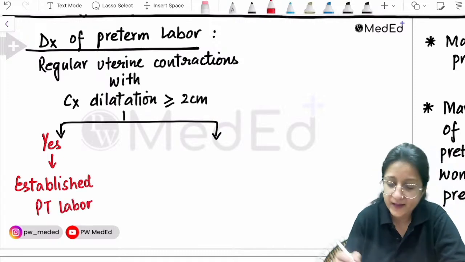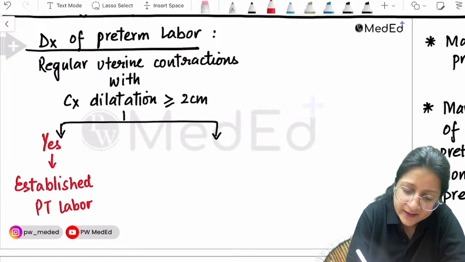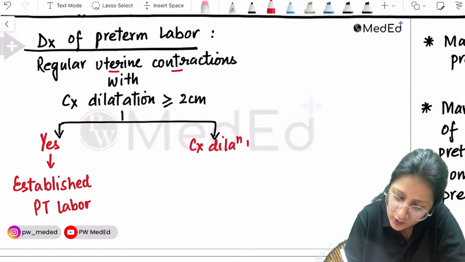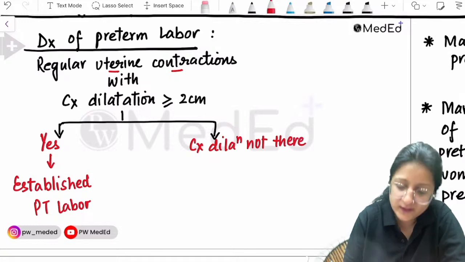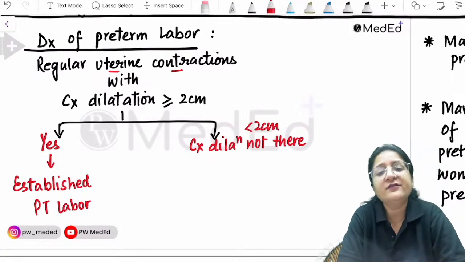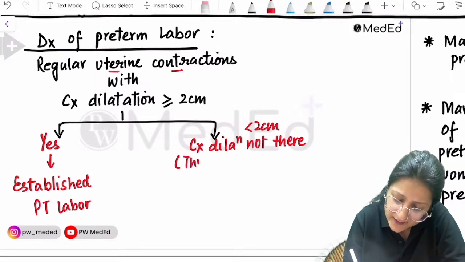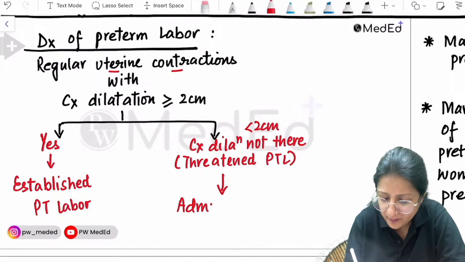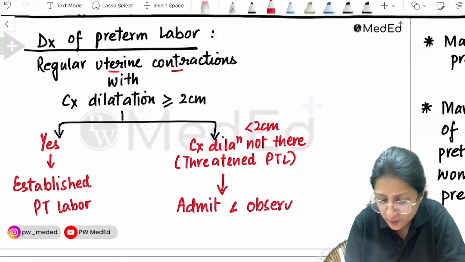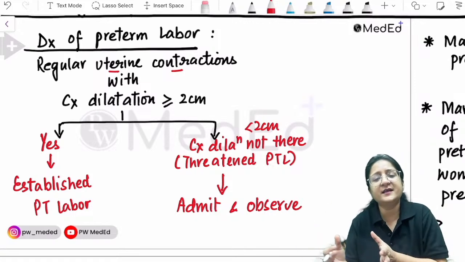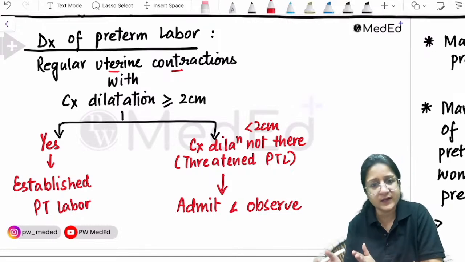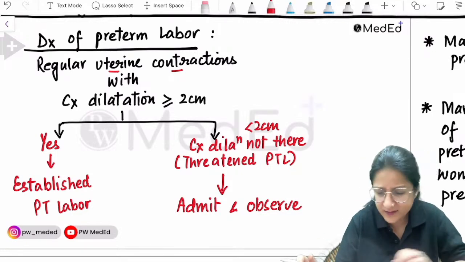Diagnosis is confirmed, no problem. If no, that means she has come with pain abdomen. She may have some contractions, but the cervical dilatation is not there, or it is less than 2 centimeters. Then what do we do in that situation? This is what we call threatened preterm labor, and the most logical thing to do would be to admit and observe for some time, whether there is any progress in the uterine contractions, whether there is any progress in cervical dilatation. That is what is done in clinical practice.